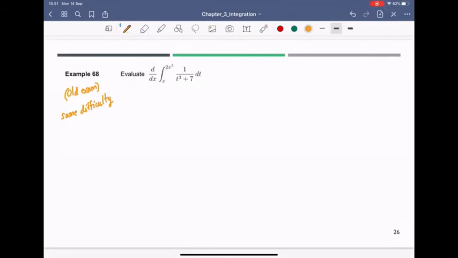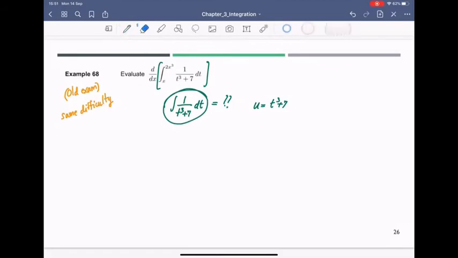Some students are going to integrate first and then differentiate after, which is not a good idea. Because if you are trying to integrate that, how could you do it? No way you can integrate 1/(t cubed plus 7) dt. If you try to pick u equal to that, it doesn't work. This is one of the hardest integrands you're going to have for this class. Even if you learn integration by parts after the midterm, this integrand is still super hard to integrate.